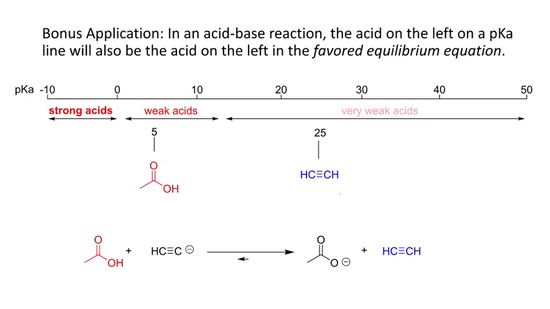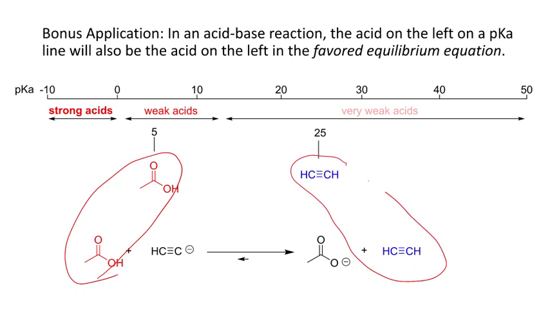If you're a visual learner, this is going to be a fantastic boon. Basically, if you can remember that this acid was on the left on this chart with a lower pKa, then you can remember that it's going to be on the left in the chemical equation that reflects the favored reaction. Nothing more than that. Find the two acids, compare them, and make sure they're in the right order, and you'll have it.